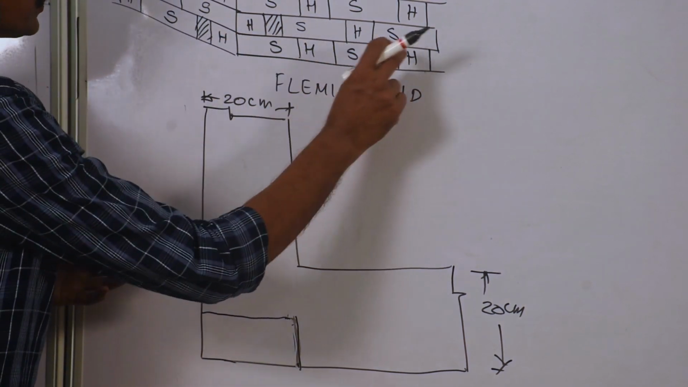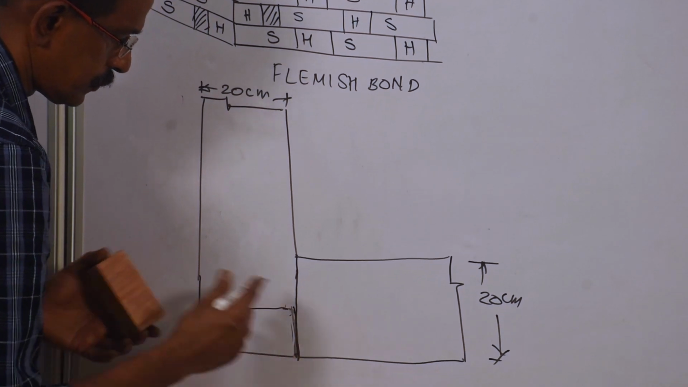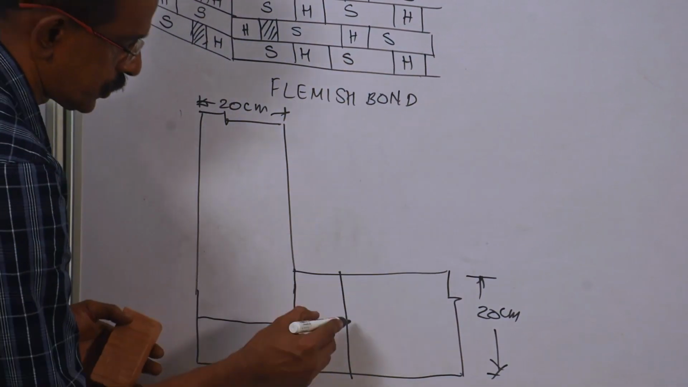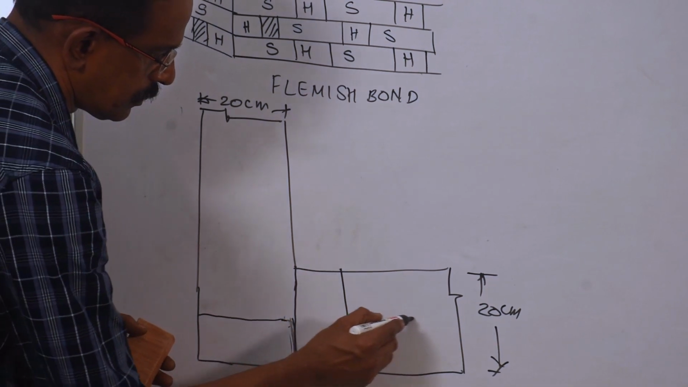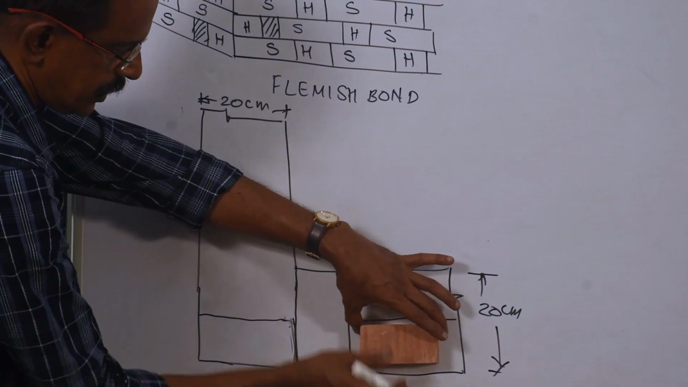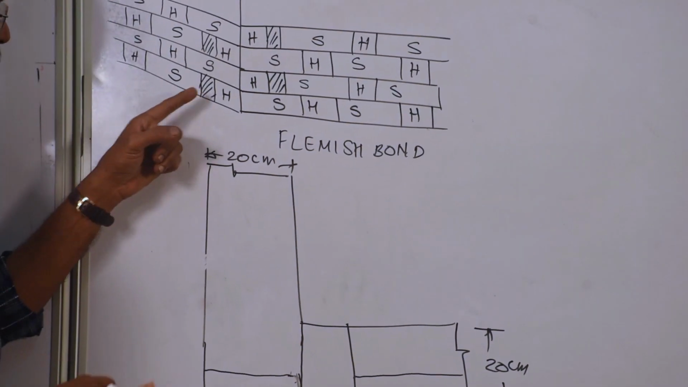Now if you move in this direction, next is header. So the brick is kept like this. Next is stretcher. If you keep the brick like this only, you can see stretcher in the elevation. Now if you move in this direction, second one is a queen closer.